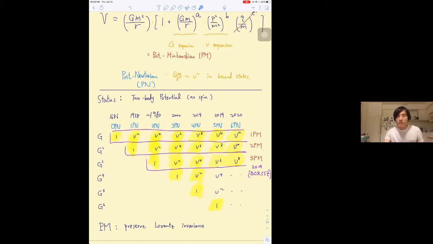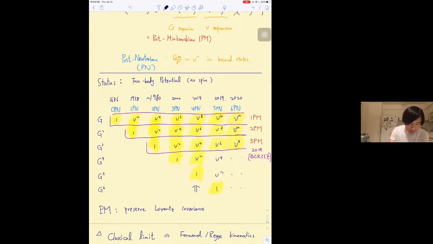The radiation reaction effects will become important at 6.5PN, is it? Or at what order do they come in? Yes, excellent question. The radiation effects actually come in at some 4PN order. To be more specific, they come in at the place about, let me see, in this place.